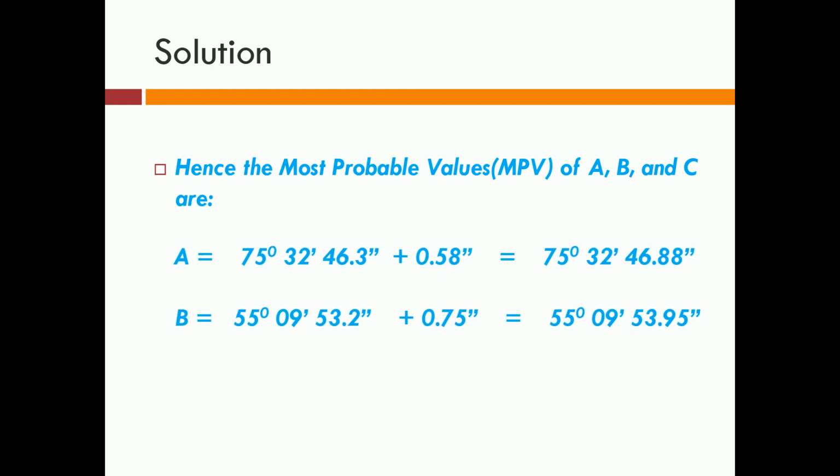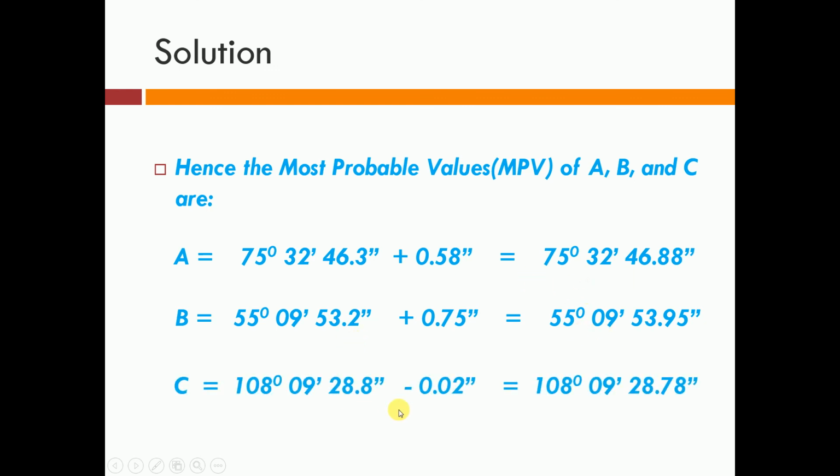So the most probable value of angle A is the given angle plus K1, and the given angle plus K2 is the most probable value of B, and this is the most probable value of C. So this is the solution by the method of differences. The method of differences is also called the indirect method. This is a very useful method when large numbers are involved.